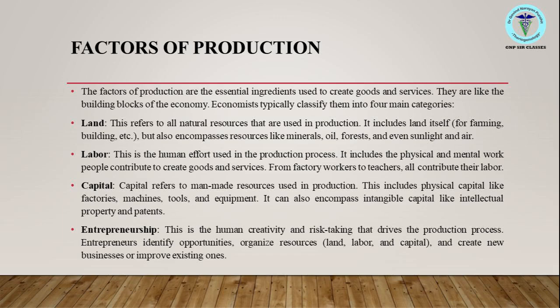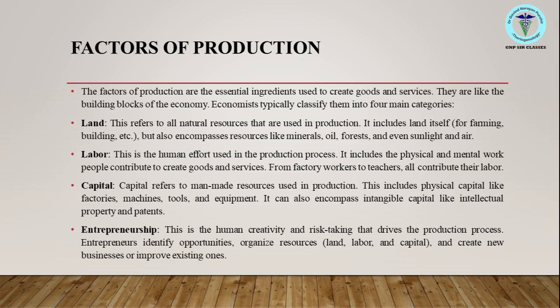Here are the factors of production. The factors of production are the essential ingredients used to create goods and services. They are like the building blocks of the economy. Economists typically classify them into four main categories. Land. This refers to all natural resources that are used in production. It includes land itself, for farming, building, etc., but also encompasses resources like minerals, oil, forests, and even sunlight and air.